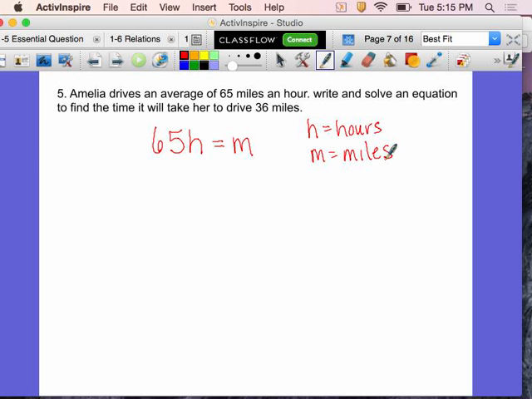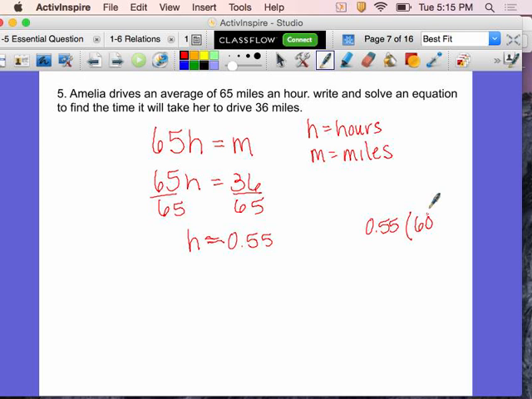Distance. And then you can go ahead and substitute 65h, and we know she went 36 miles, so how long did it take her to do that? Well, divide by 65, and she will get about 55 hundredths. And then you could translate that into minutes if you took 55 hundredths times 60 minutes in an hour and get about 33 minutes. Make sure you have a sentence with that. So, okay.